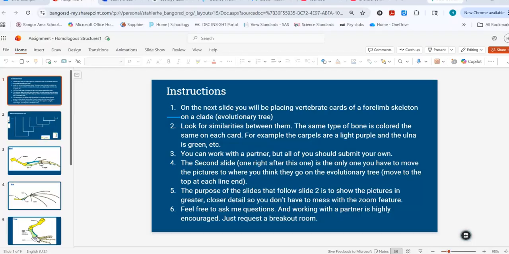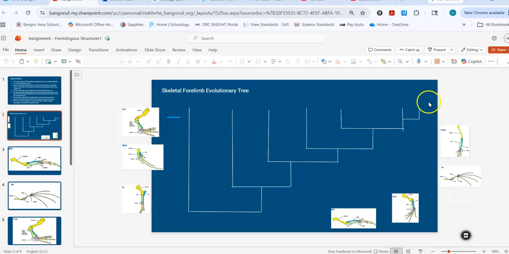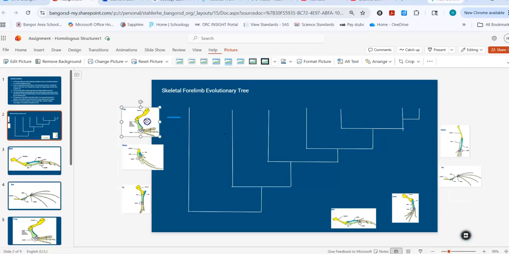And once you open this up, it is definitely a slideshow. The first slide has the instructions. So you're going to have these vertebrate cards of the four-limb skeleton. And what I made was somewhat of something similar to an evolutionary clade or evolutionary tree. And you have these 7 pictures.